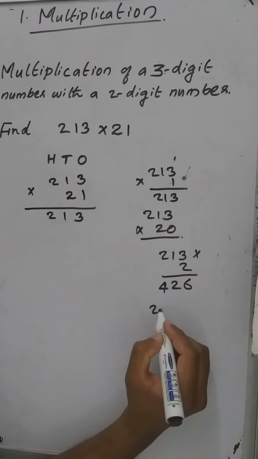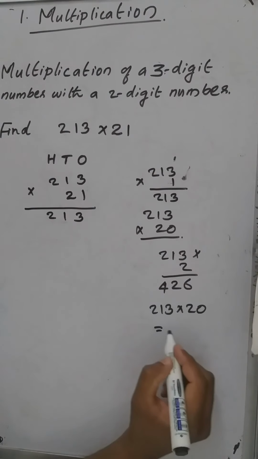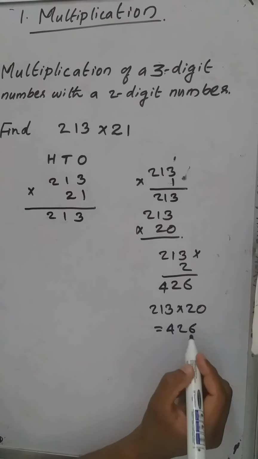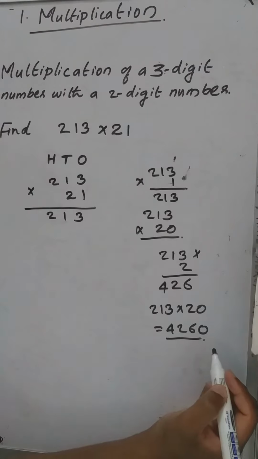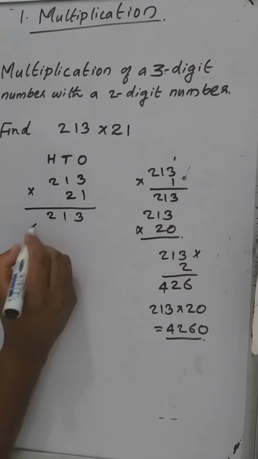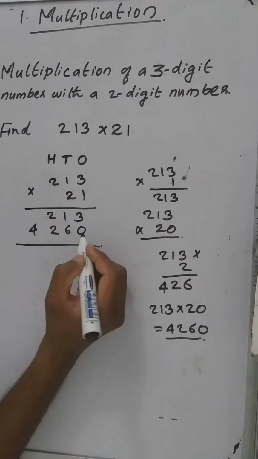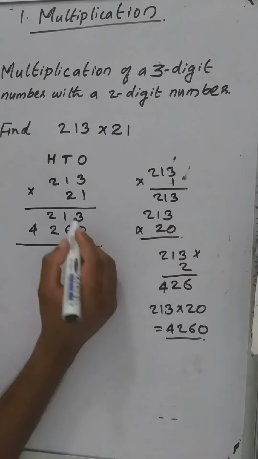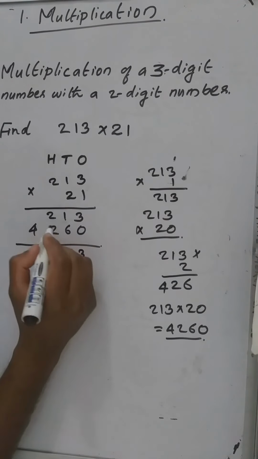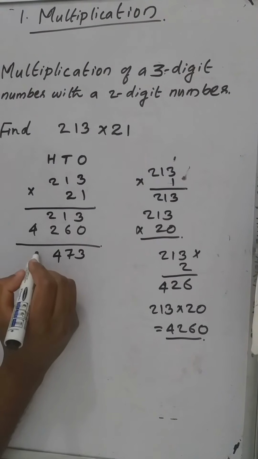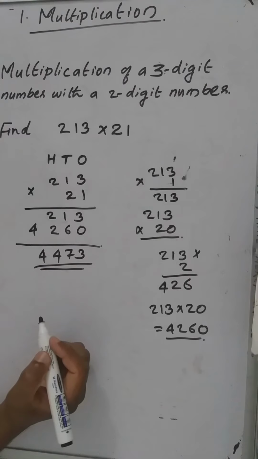Then 213 multiplied by 20 is equal to 426. Again one 0 on the right hand side. So this we have to write here 4260. Now add this 213 plus 4260. So 3 plus 0 is 3, 6 plus 1 is 7, 2 plus 2 is 4, and 4 plus 0 is 4. Now we got the answer 4473.